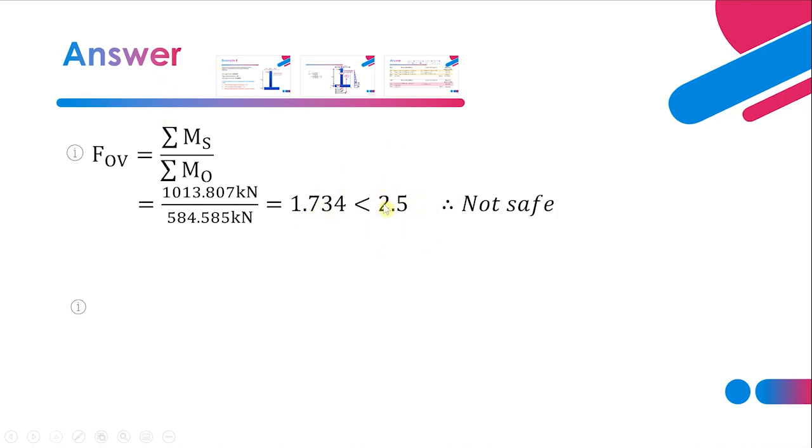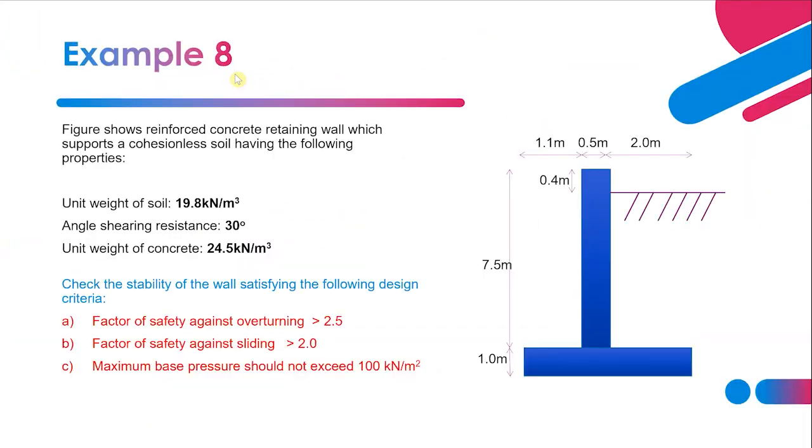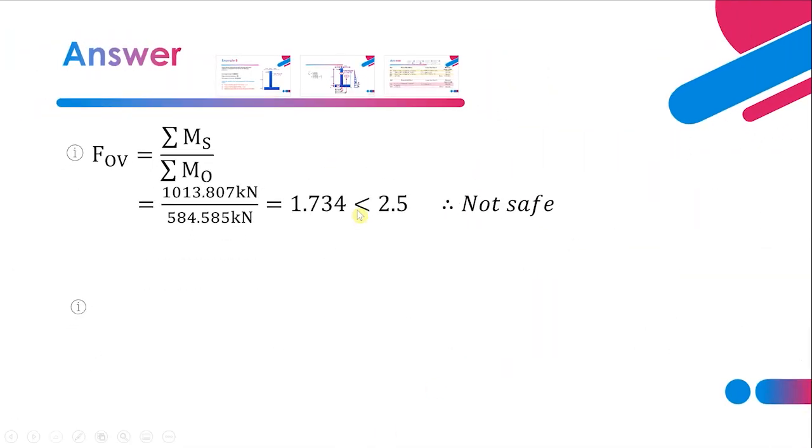Compare with the factor of safety. Refer to the question. For overturning it must be bigger than 2.5. However, here it is less than 2.5. So it is also not safe. The wall will overturn. And another one you must do is for sliding.